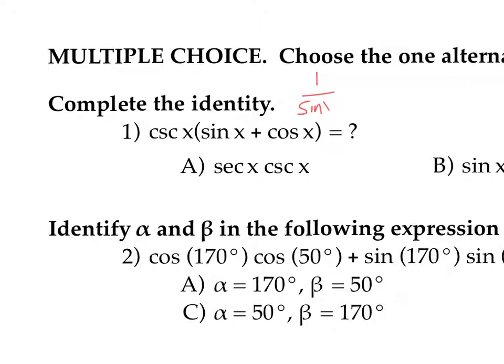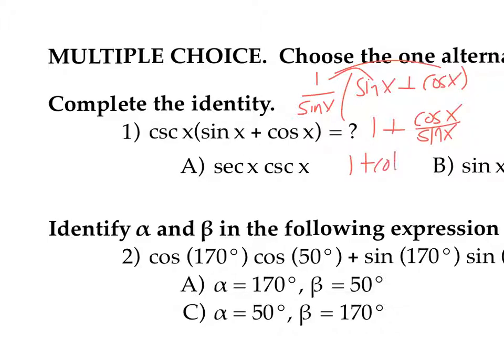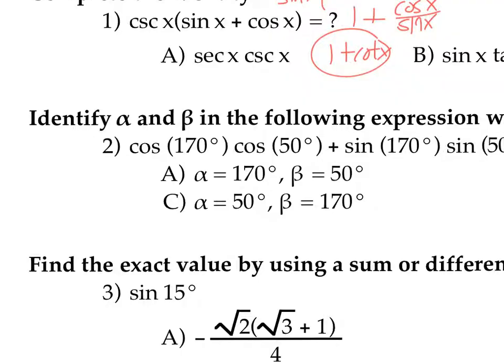And oh man, I'm starting to write. This is crazy. I identified that cosecant of x is the same as 1 over sine of x. And then I recopied the rest of the problem. We're going to be distributing this. So 1 over sine of x times sine of x is equal to 1. And then 1 over sine of x times cosine of x is equal to cosine of x over sine of x, which is 1 plus cotangent of x.